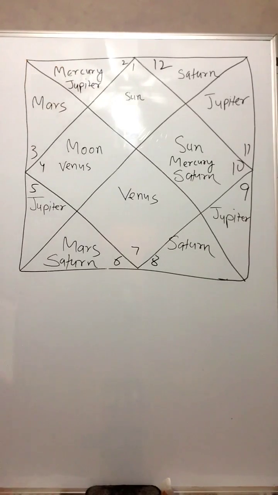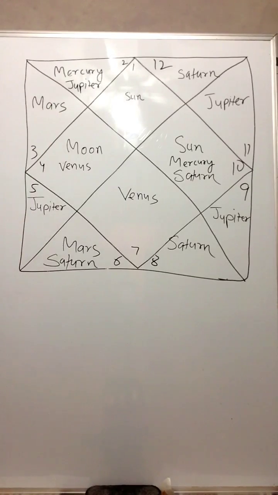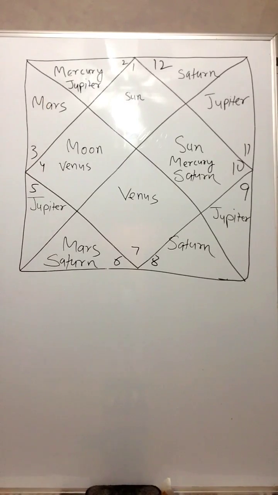expansion is given by Jupiter. The family increases is given by Jupiter. Mercury is communication, how you communicate in your family. And also, what is your speech power is ruled by Mercury.